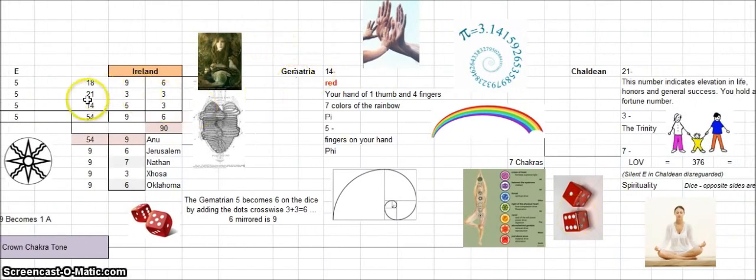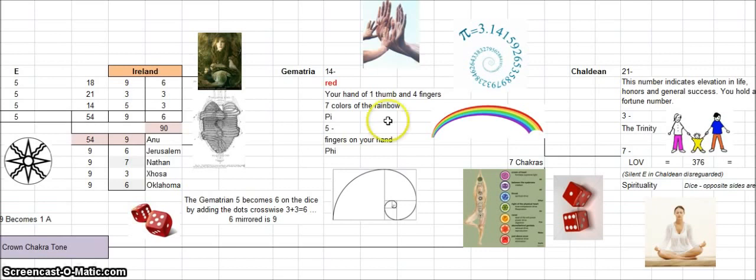Now, Gematria 14, as you can see over here. 14 is how you spell out red in Gematria. It refers to the 1 thumb, 4 fingers, and the 7 colors of the rainbow. If you were to spell out all the 7 colors of the rainbow and add them together, you would end up with 140. Drop the 0 and you have 14.